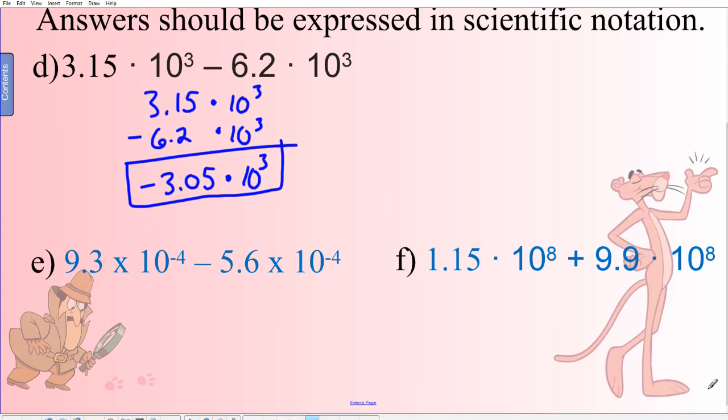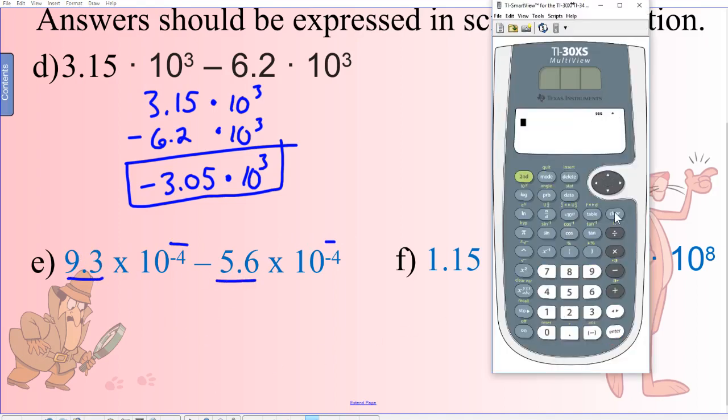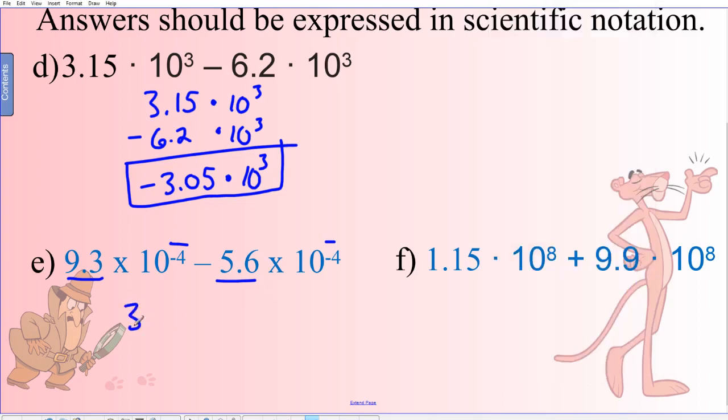Okay, if you could please pause the video and try these two. When you are ready to continue, hit play, and we'll go through it together. Okay, so you're subtracting. These have the same power of 10, so you can just take the 9.3 minus the 5.6. 9.3 minus 5.6 equals 3.7 times 10 to the negative fourth. And this is scientific notation, so you are done.